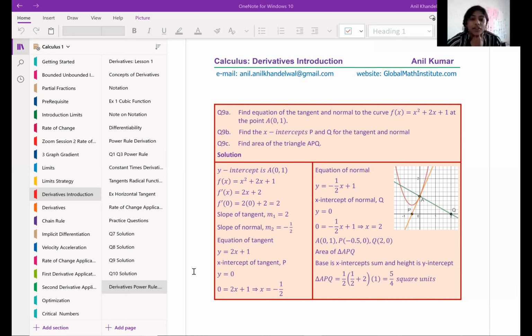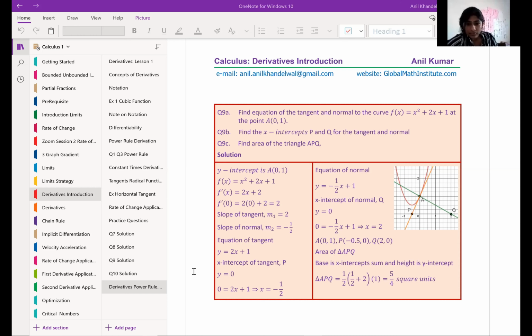Find the equation of the tangent and normal to the curve f of x equals x squared plus 2x plus 1 at the point A, (0, 1). Part B, find the x-intercepts P and Q of the tangent and normal. Part C, find the area of the triangle APQ. We did a similar question earlier, and here is how you have to answer a question like this. It is a very critical and very important question from a test point of view.